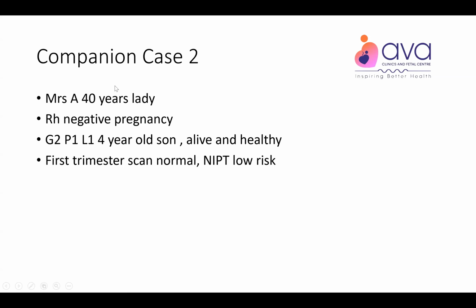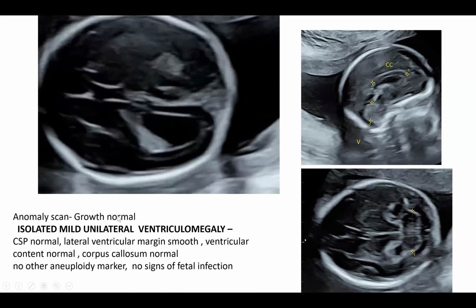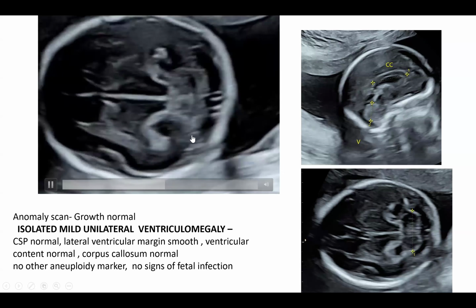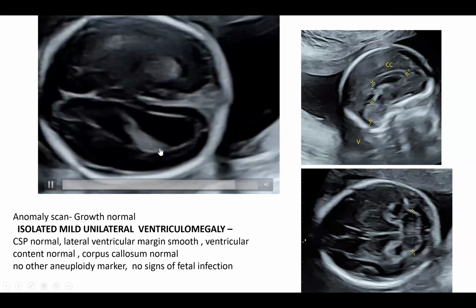Companion case, Mrs. A, 40 years old, Rh negative pregnancy, previous healthy son. So in this pregnancy, it was a natural conception. First trimester scan was normal. NIPT was low risk. And she came for anomaly scan. The growth was normal. And there was isolated mild unilateral ventriculomegaly.